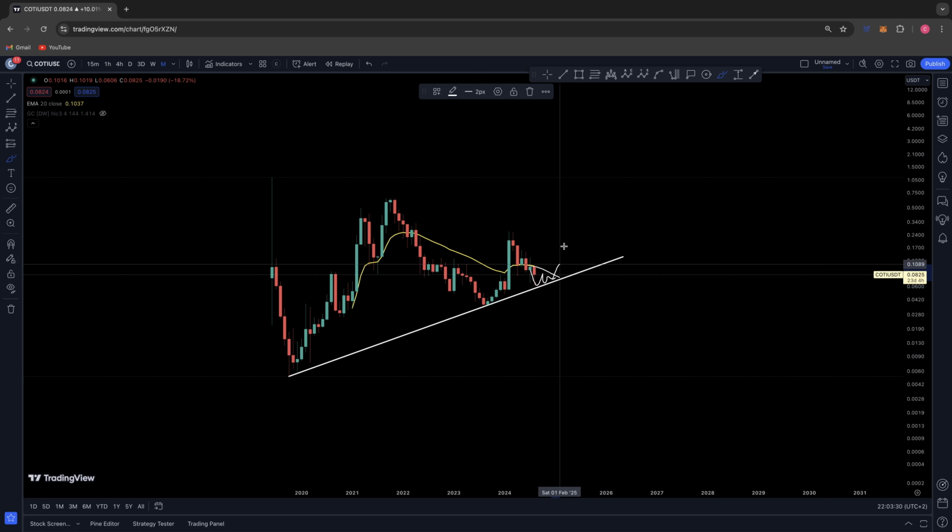So just look for either the break of resistance and getting above the EMA, or look for the loss of support on this ascending trend line, and this will give the game away, I think, for us in the coming weeks for COTI.